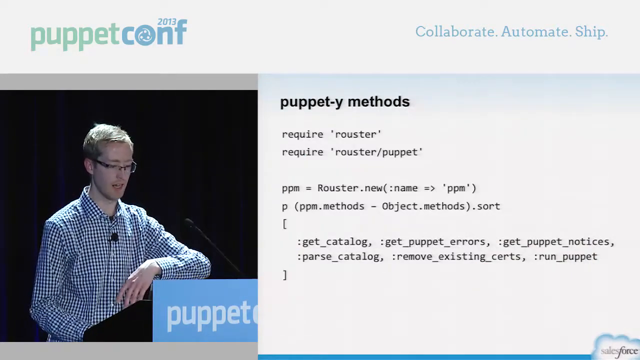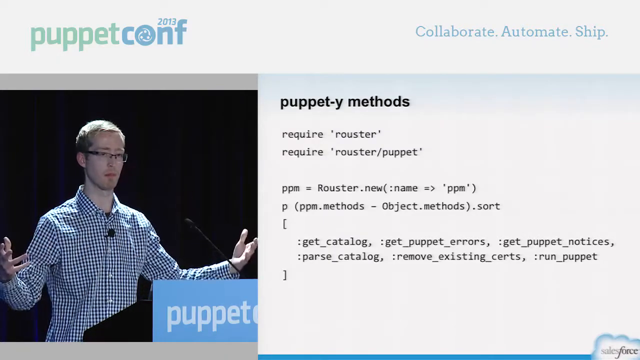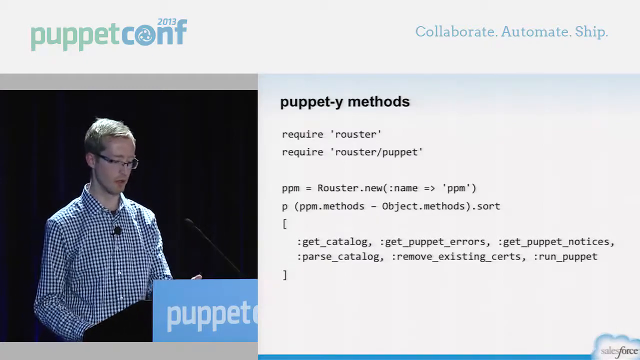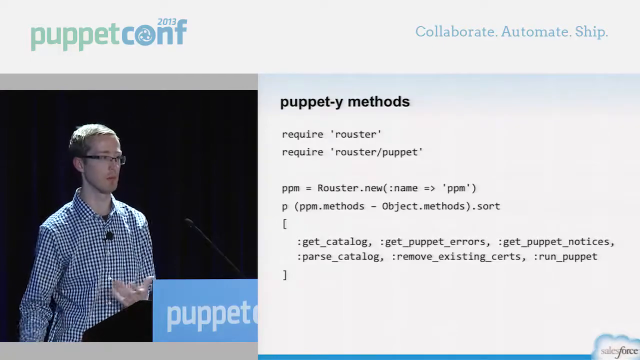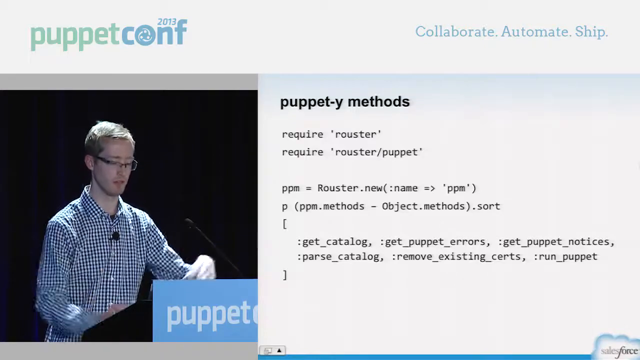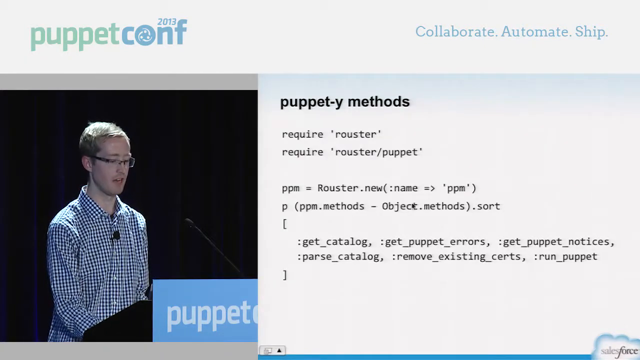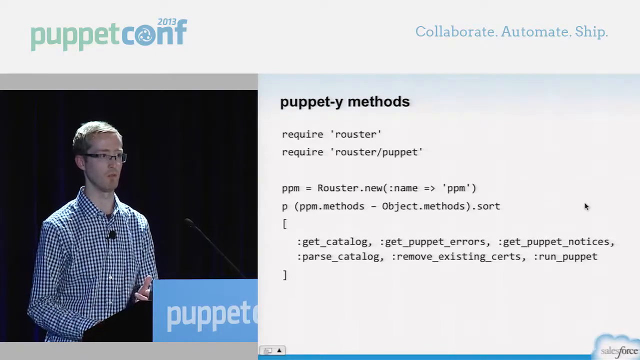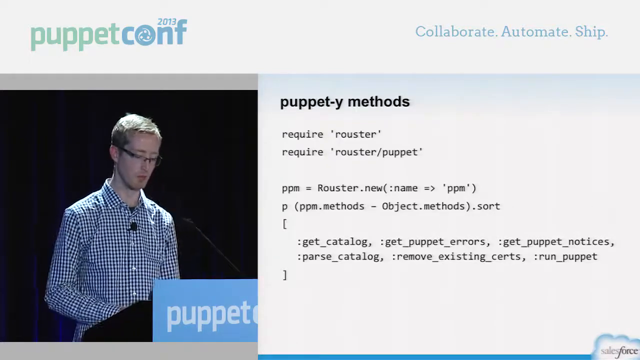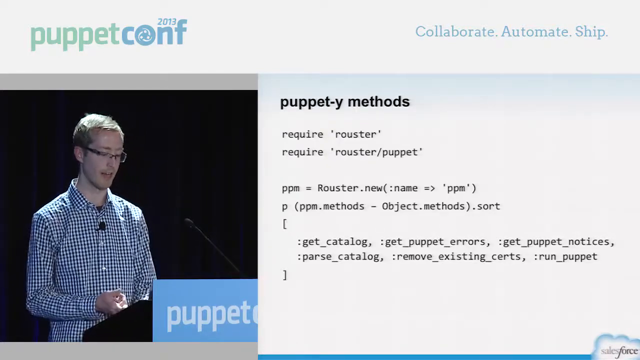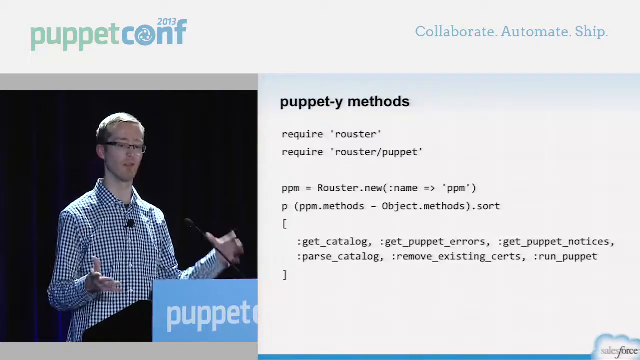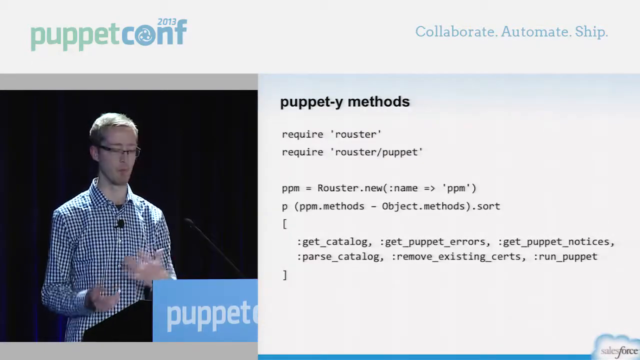So back into Rouster, we're at PuppetConf. Let's talk about how you can use Rouster to test Puppet. Just like before, you require Rouster, and to get access to the Puppet methods, just require Rouster/Puppet. And for any of you who write Ruby for a living, this is not the ppm methods minus object.methods.sort. That's not exactly what the output looks like, but it's what we need to talk about right now. So the main functions that we care about are get catalog, parse catalog, and run Puppet. The other three are kind of helper or convenience methods that may matter to your environment or may not.